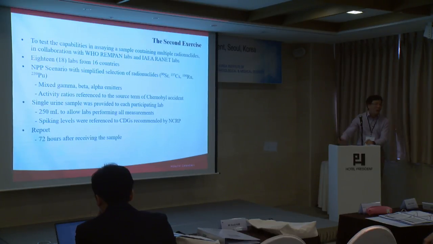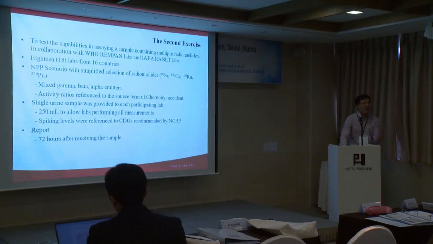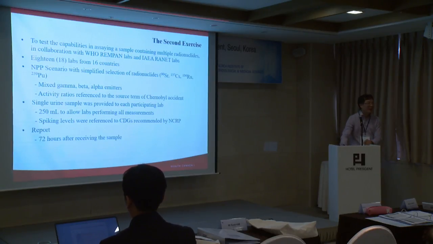I'll explain now. If you check the source term of the Chernobyl accident, you will see the emission of ruthenium-106 is quite significant. And for us working on internal dosimetry, we know this gives the largest dose among the four. This is the number one dose contributor in that case.